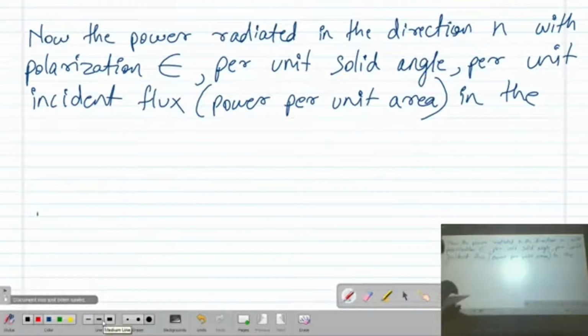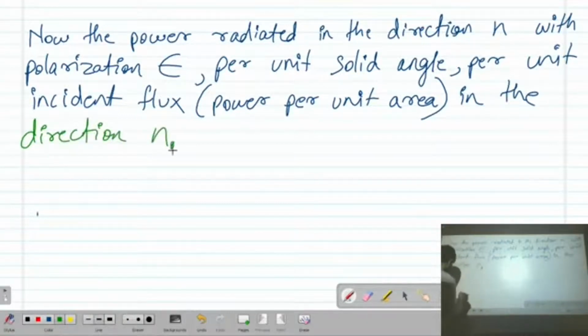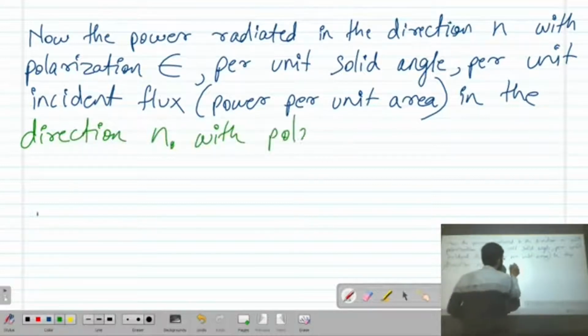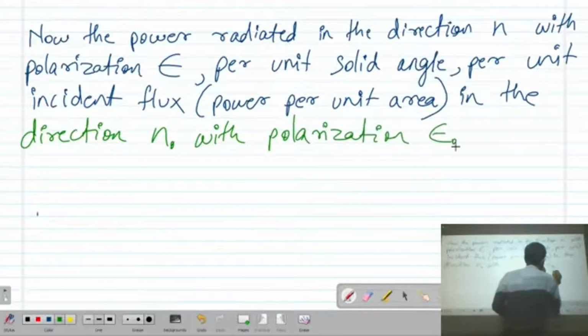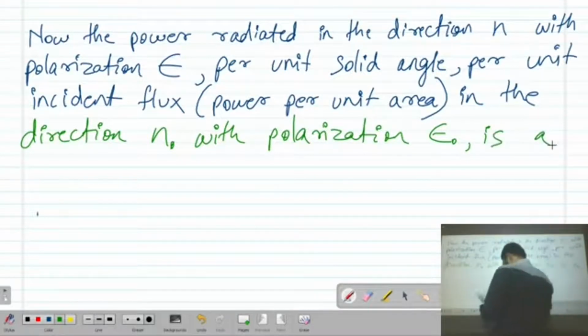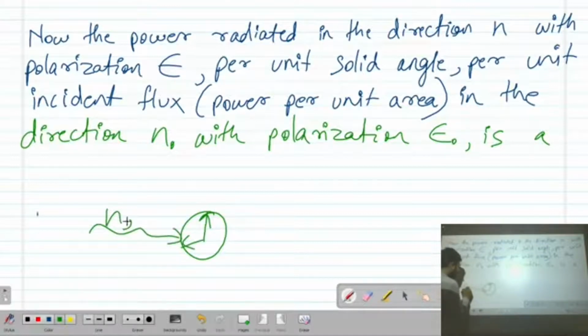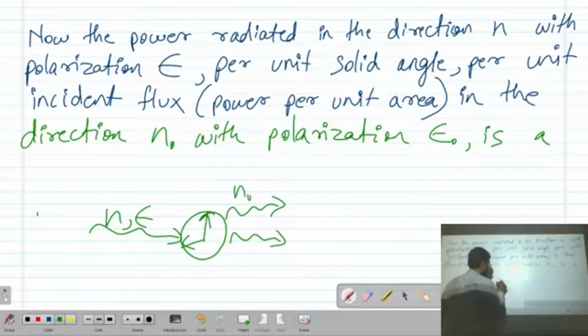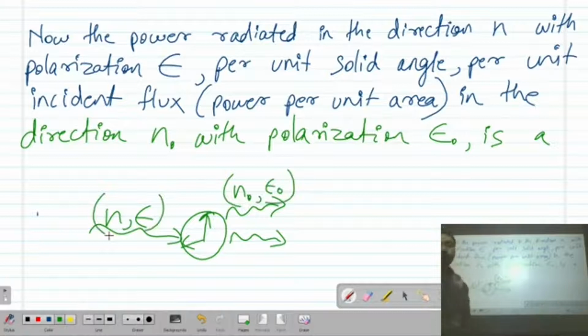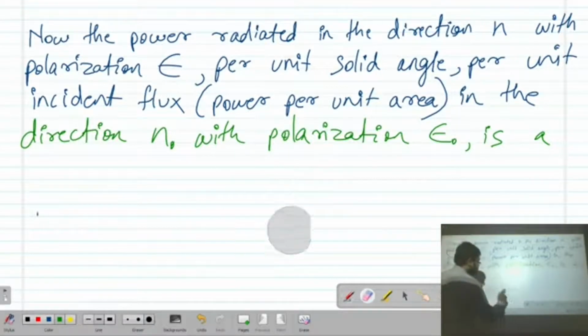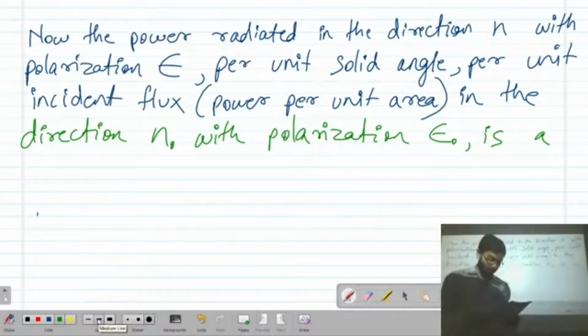In the direction n0 with polarization psi 0. Remember, this n0 and psi 0 are for the incident wave, and this n comma psi is for the scatter. Both are related to incident and scatter, so don't get confused with this.